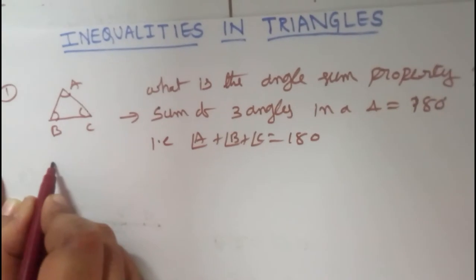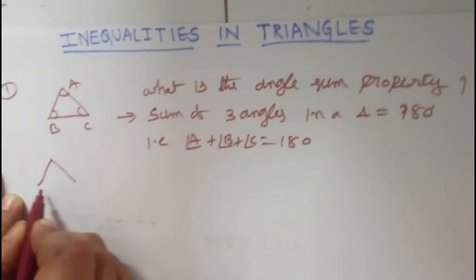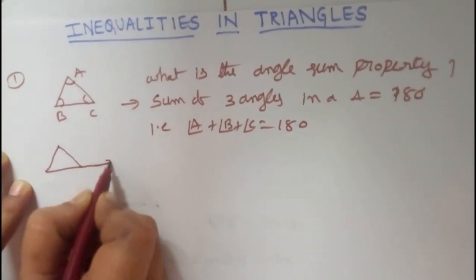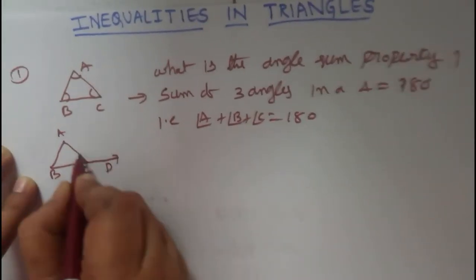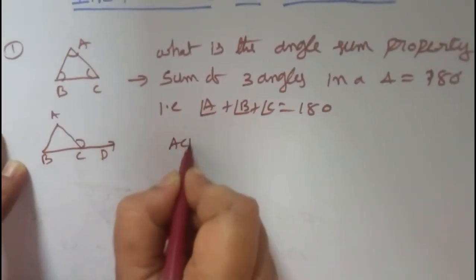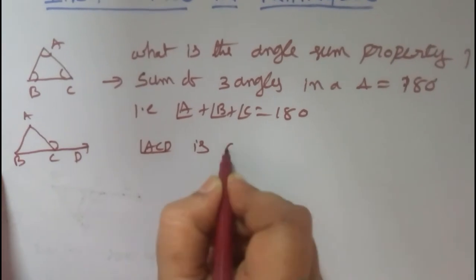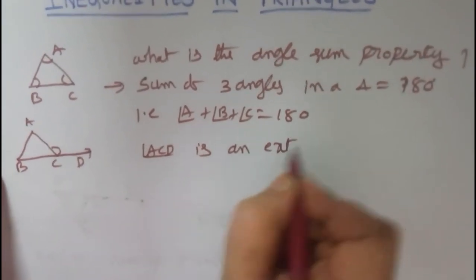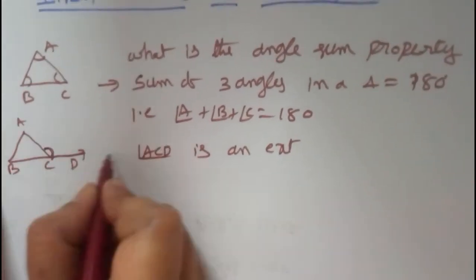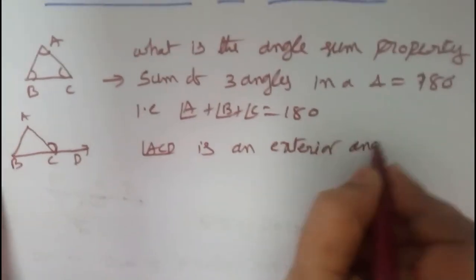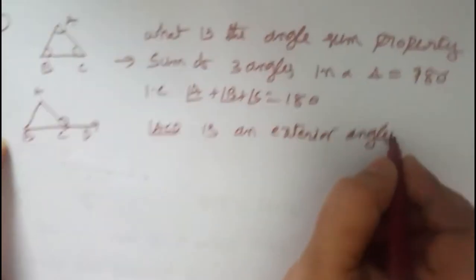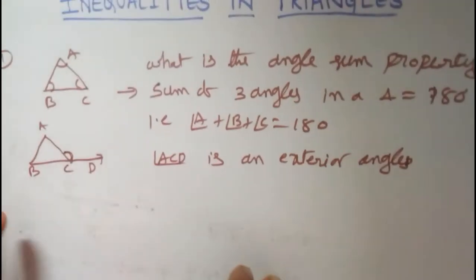If you extend BC to D, then we'll get an exterior angle. ACD is the exterior angle. Angle ACD is an exterior angle. Now what is the relation between exterior angle and interior angles?